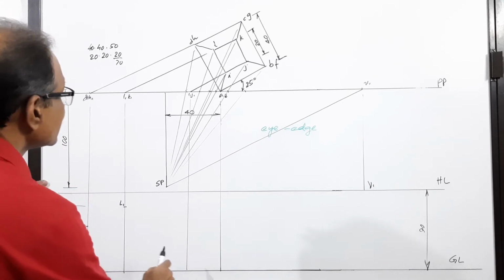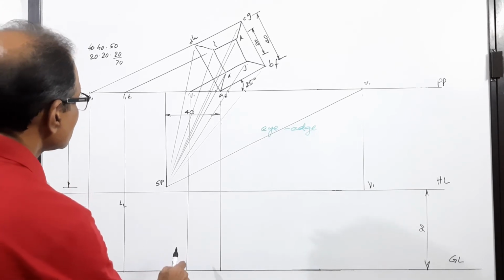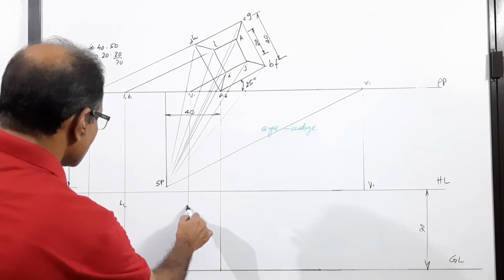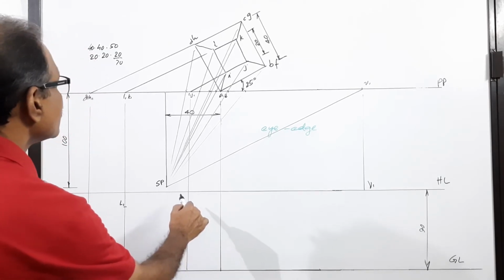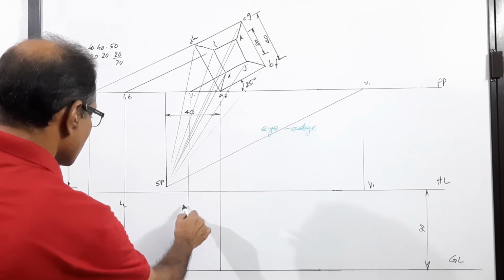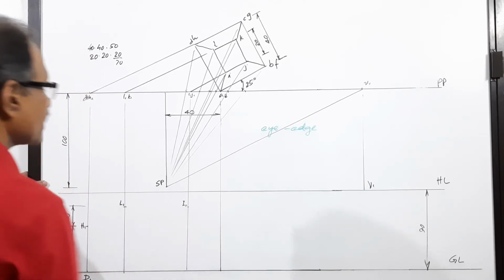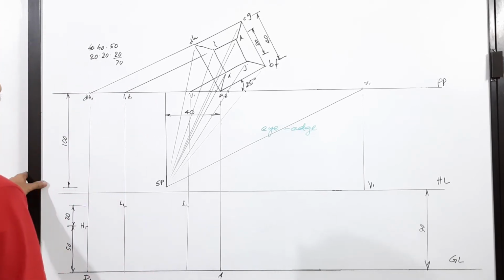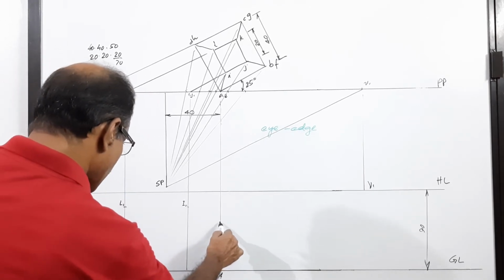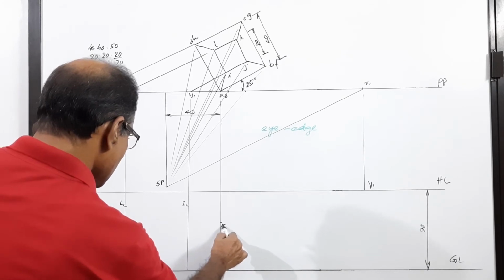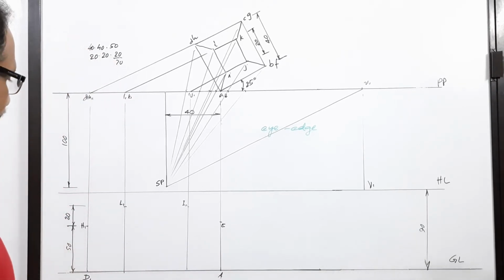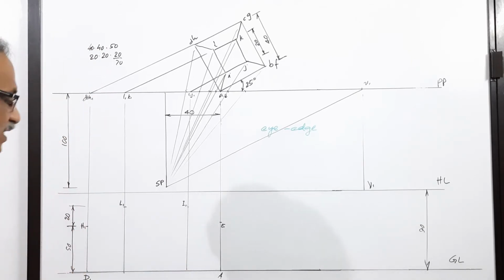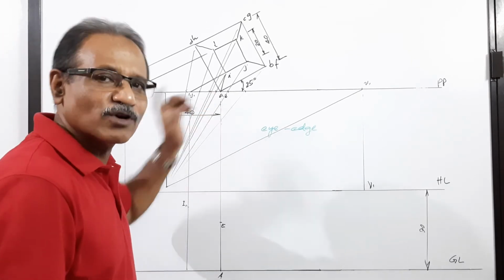What is this? At the same level of L1 you have got what? I1. Agreed? This is what? A. Exactly 50 mm above A you have got what? E. I am not calling this A1, E1. I have here called D1, H1. Here I am calling A because A is already on picture plane.